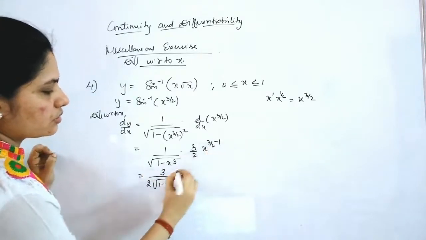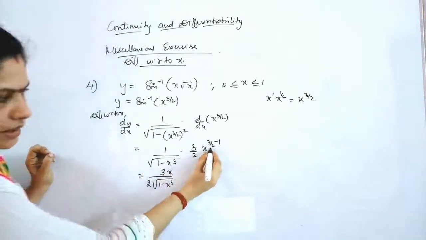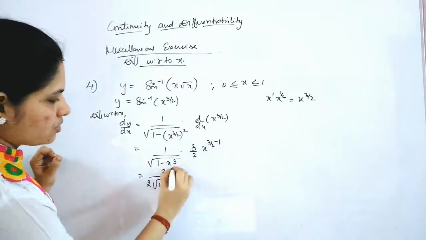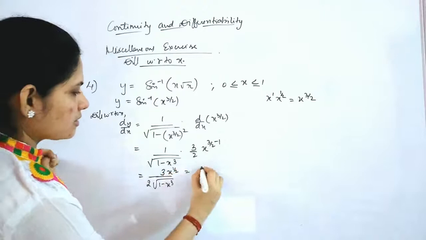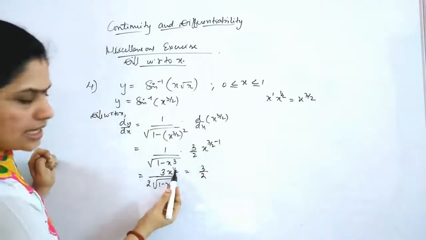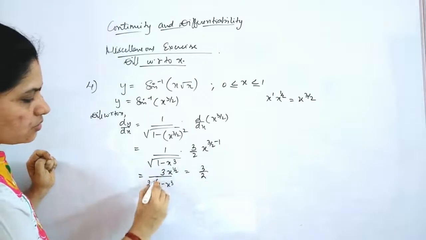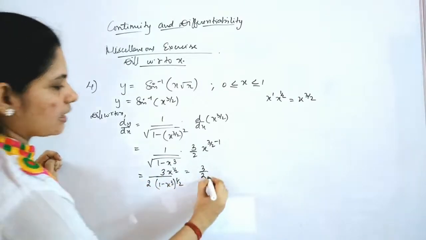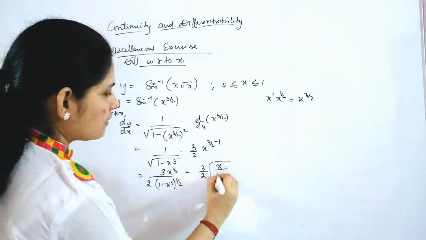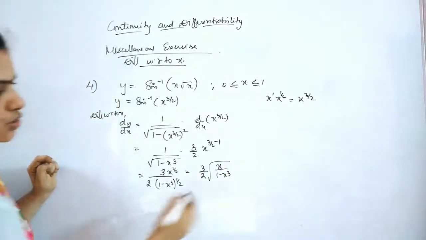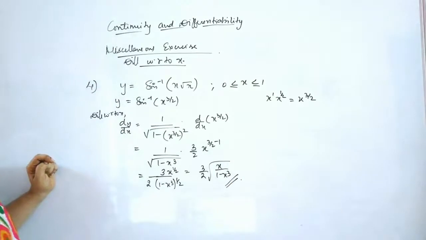into, this will give you x raised to 1 by 2, right? 3 by 2 minus 1 will give you 1 by 2, and again you can rewrite this as 3 by 2 into, this is raised to 1 by 2, this is also having the same meaning, which is raised to 1 by 2. So that we can combine and write it as root of x by 1 minus x cube also. Okay.